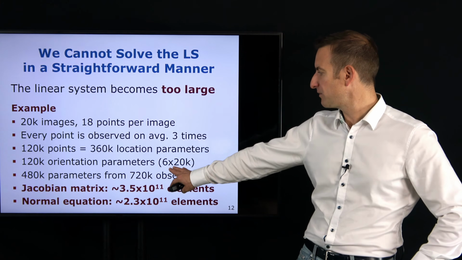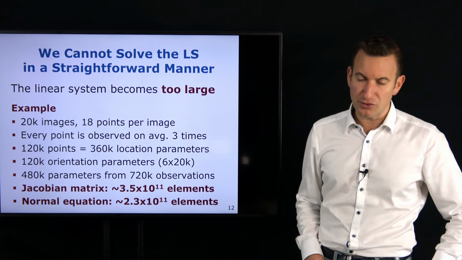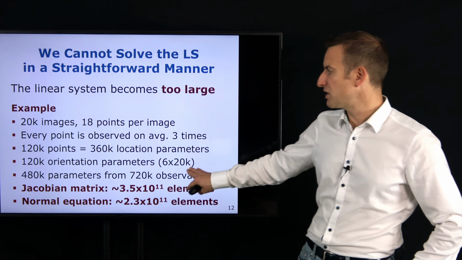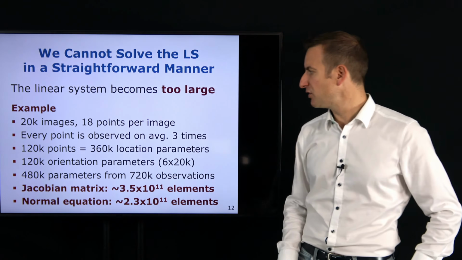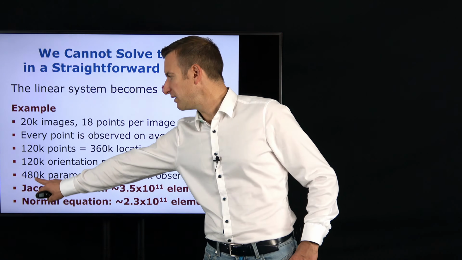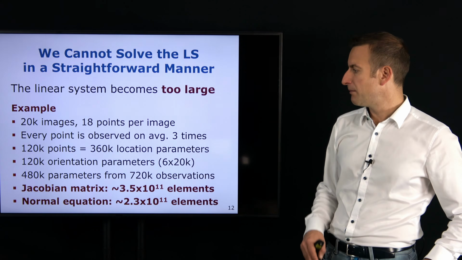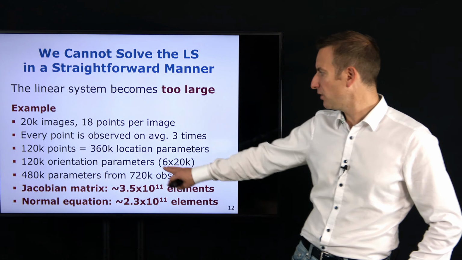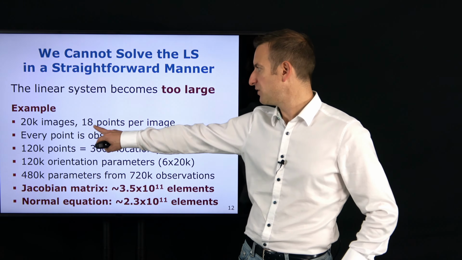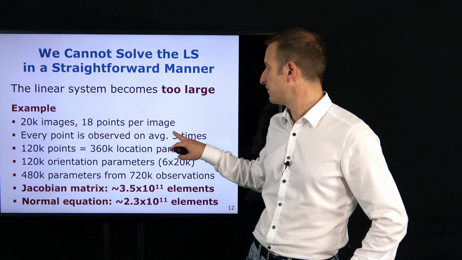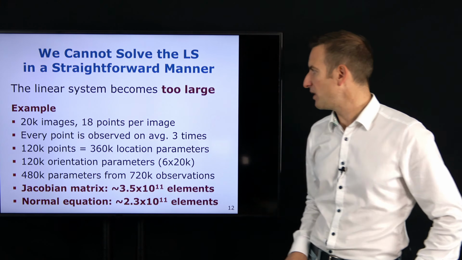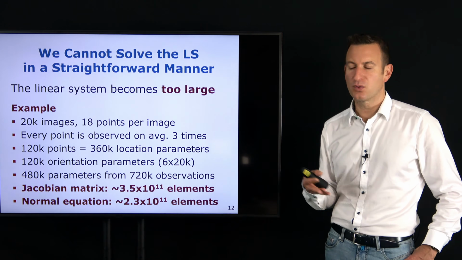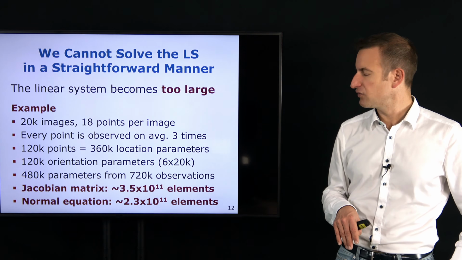Every camera has an exterior orientation which has 6 degrees of freedom, so x, y, z, yaw, pitch, roll, which gives us 120,000 orientation parameters. 360 plus 120 gives us 480,000 parameters, and we have 720,000 observations because we have 20,000 images and we observe every point 3 times and have 18 points per image, and we observe an x and y coordinate. This gives us 720,000 observations.